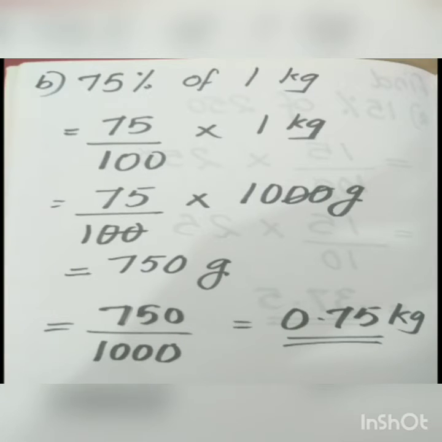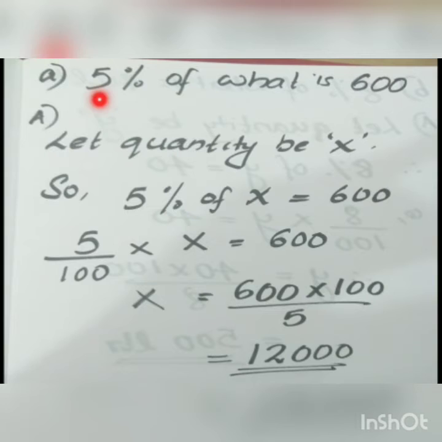So what is the value of 75% of 1 kilogram? It is 0.75 kg. So this is finding the value of percentage. Next, the next type of questions is based on finding the quantity. That means, for example, 5% of what is 600. Here we want to find out the quantity. That is, 5% of some value is 600. So that unknown we have to find out here.